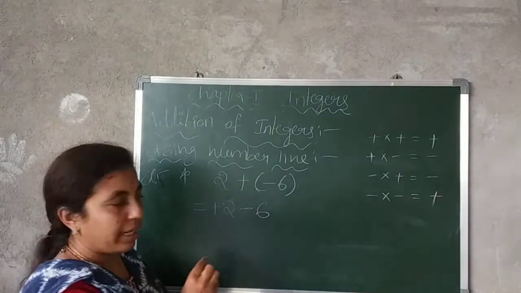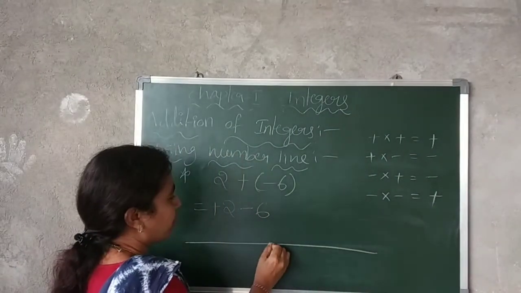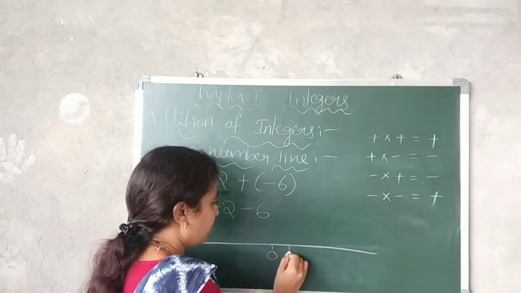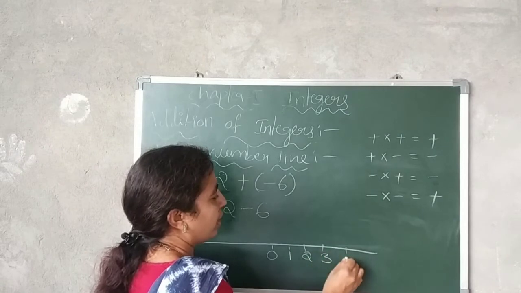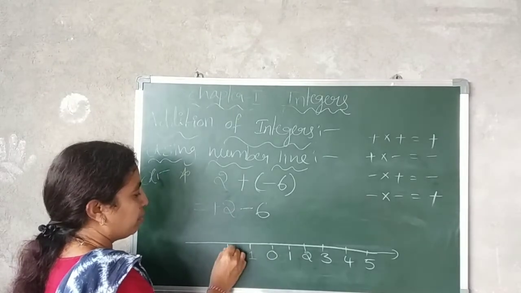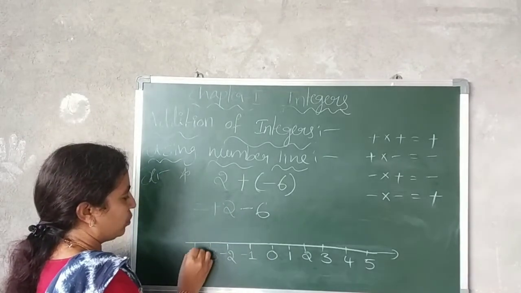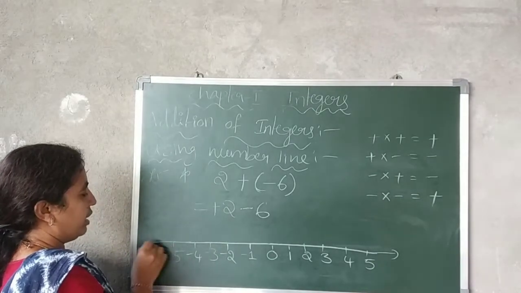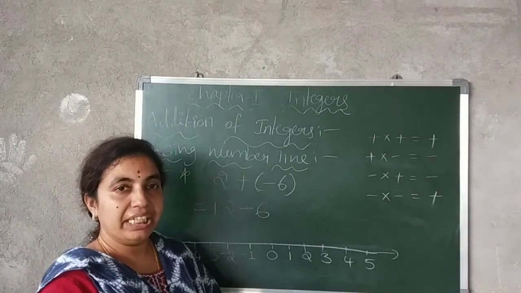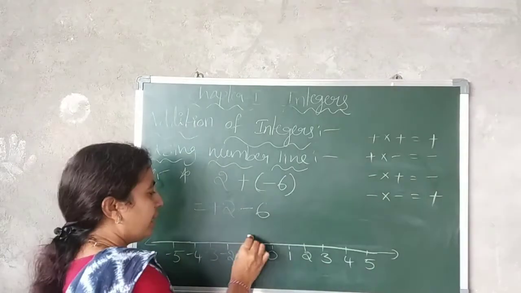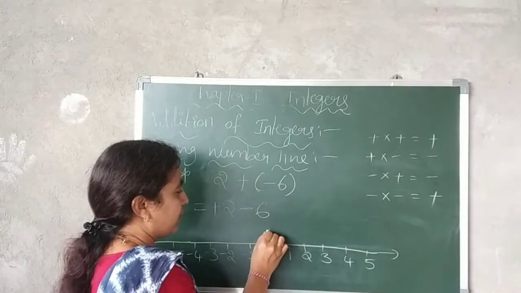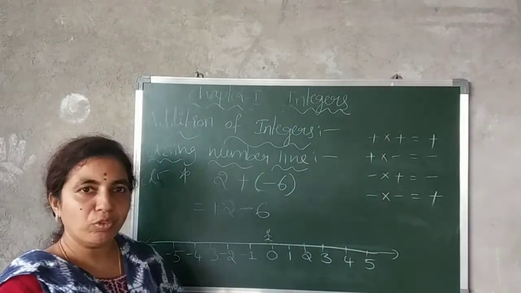For that, first you should draw a number line, an integer number line. In the middle you should write 0. On the right side of 0 you will get positive numbers: 1, 2, 3, 4, 5 and so on. On the left side you will get negative numbers: minus 1, minus 2, minus 3, minus 4, minus 5 and so on. Whenever you are solving integer problems on a number line, start at 0, in the middle. So you will start from here.